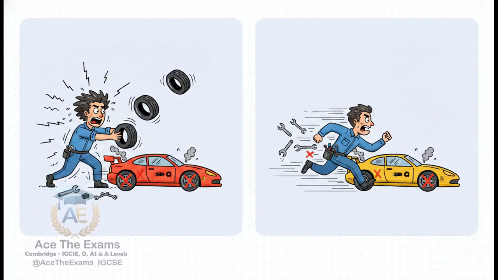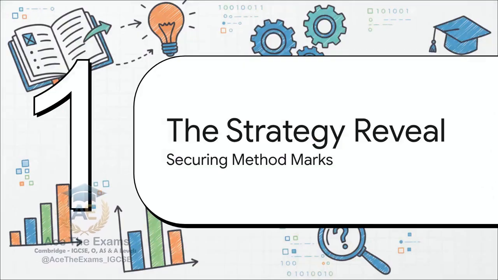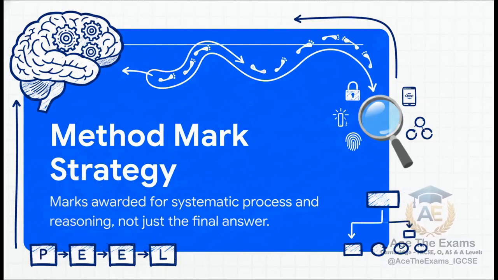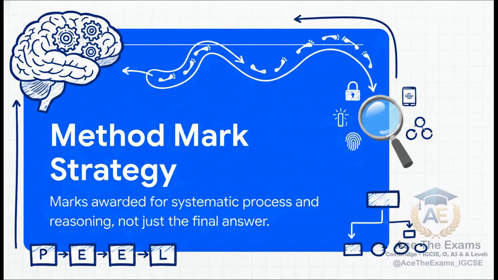So, how do we actually fix this? Well, that brings us to the strategy reveal. It is time to secure those method marks. Okay, the absolute core of the method mark strategy is this. Marks are awarded for the systematic process, the algorithmic thinking, and the evidence-based reasoning, not just the final answer. The theoretical architecture of this exam syllabus rests heavily on precise definitions, causal relationships, and integration.